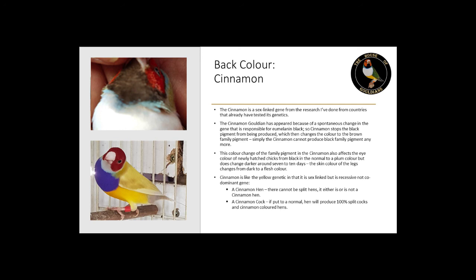also seem to affect the eye colour of newly hatched chicks from black in the normal to a plum color, but that does change darker around 7 to 10 days. And the skin color of the legs also change from dark to more of a flesh color. The cinnamon is like the yellow genetic in that it is sex-linked, but is recessive, not a codominant gene. So a cinnamon hen, there cannot be split hens. It's either cinnamon or it's not. Whereas a cinnamon cock, it could be split essentially for cinnamon and therefore not be visual.